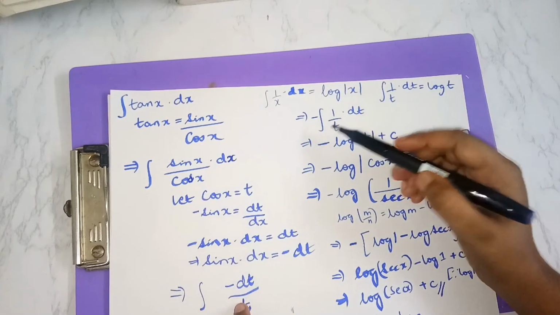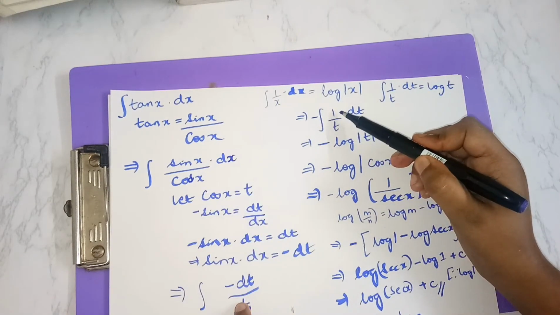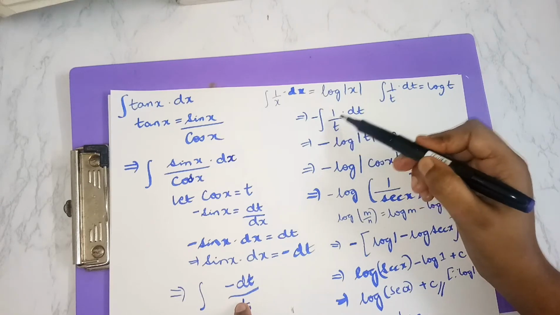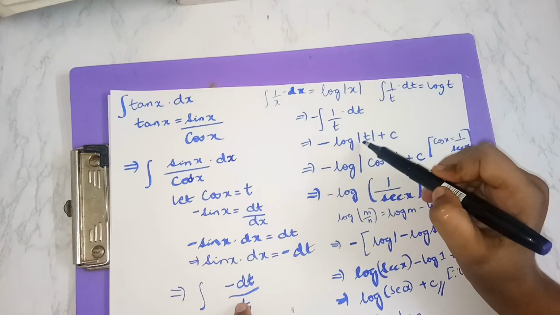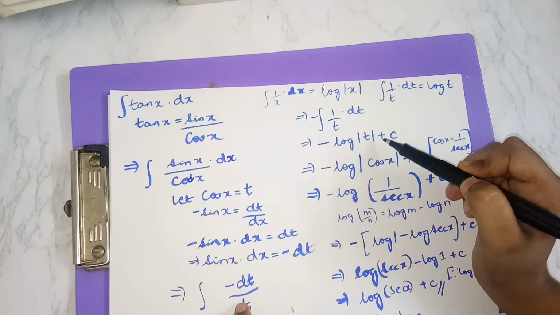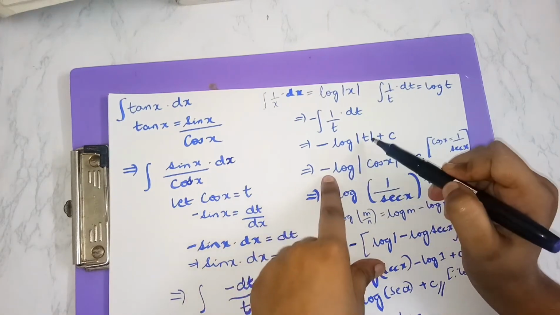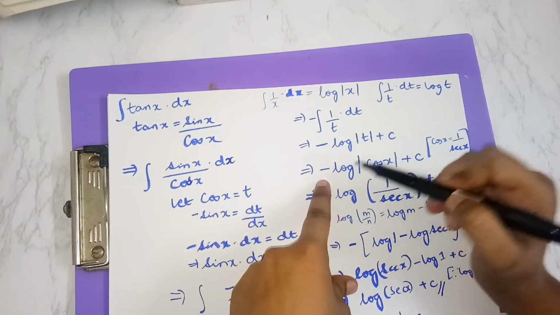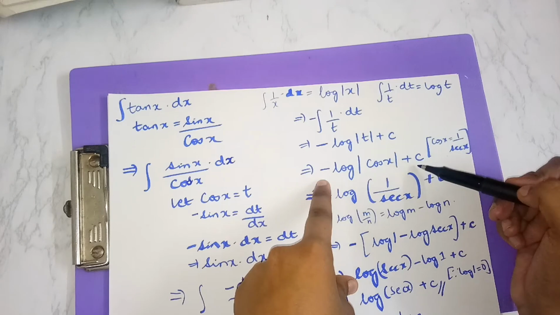From this, we're going to take the minus sign out, then it will give us the form of integral 1 by t with respect to t. So minus, using the formula log t plus c. Now substituting the value for t, from here we get minus log of cos x plus c.